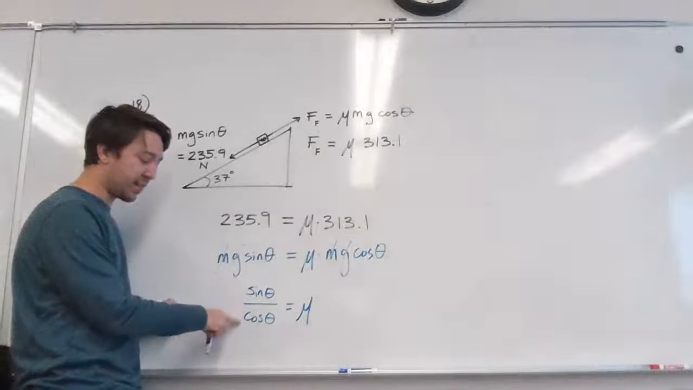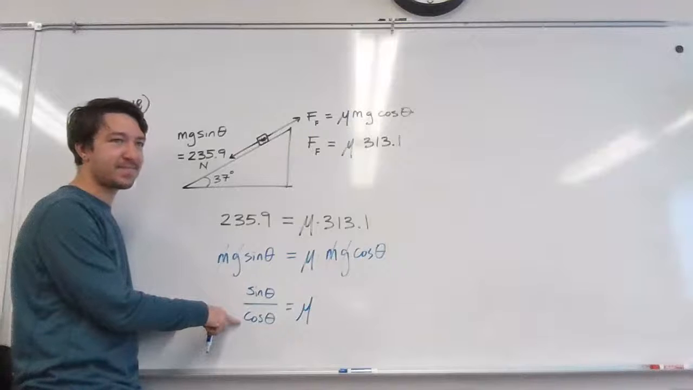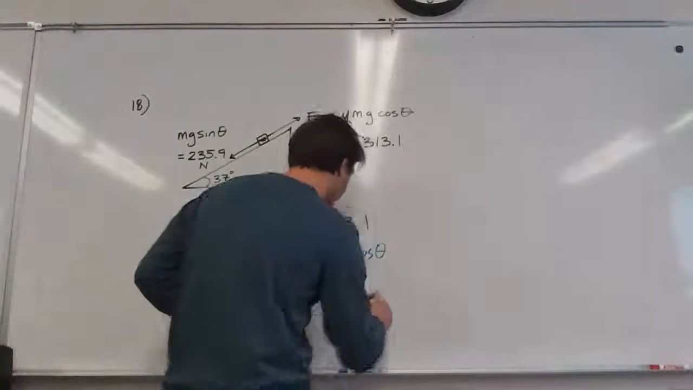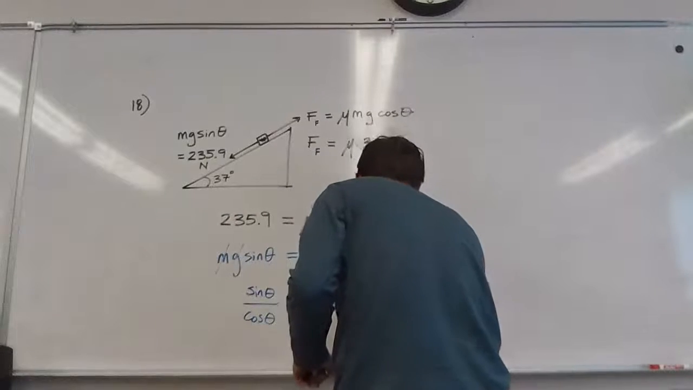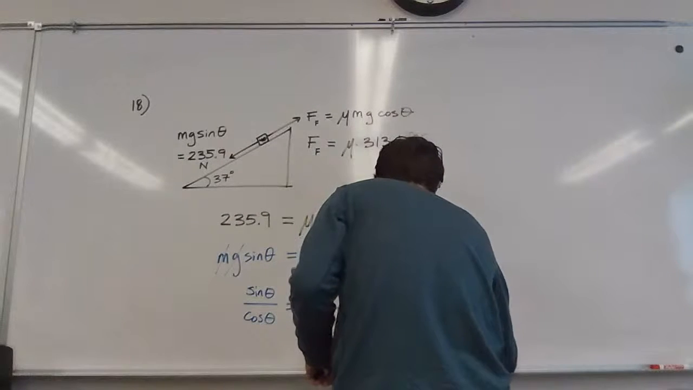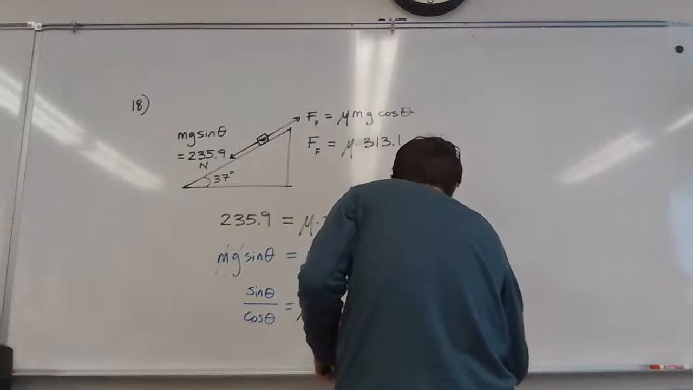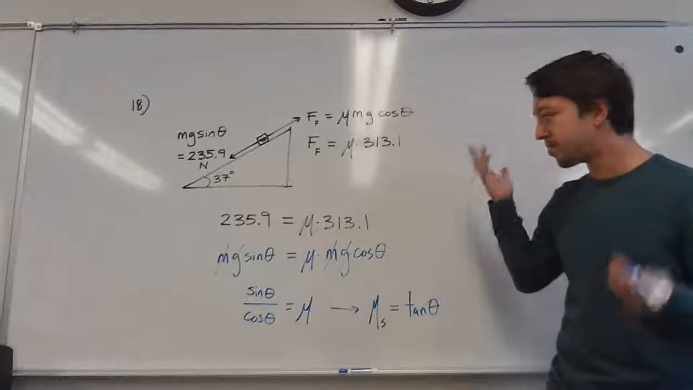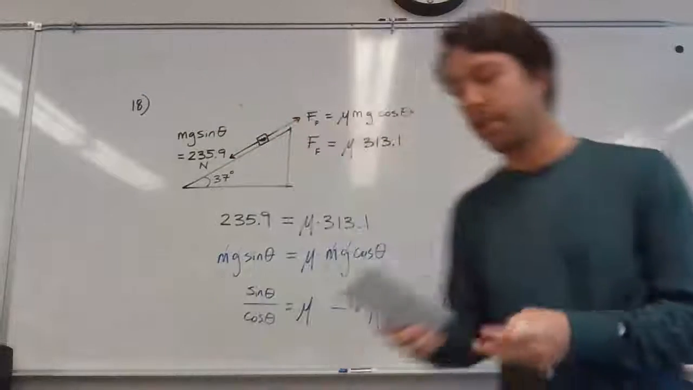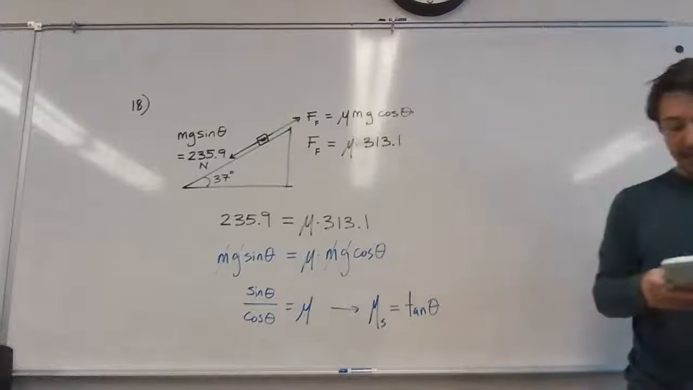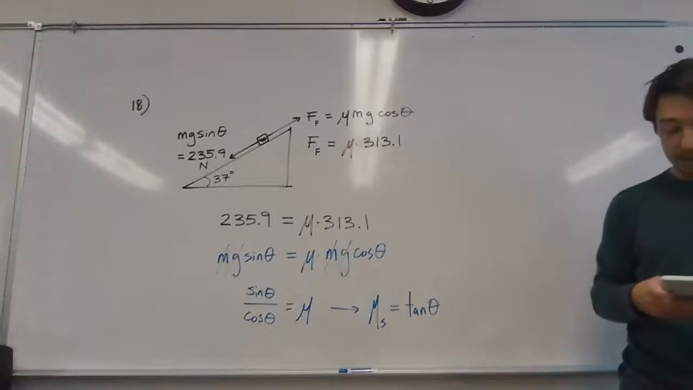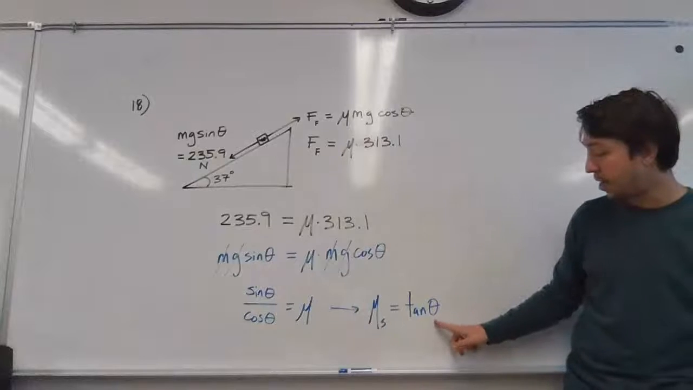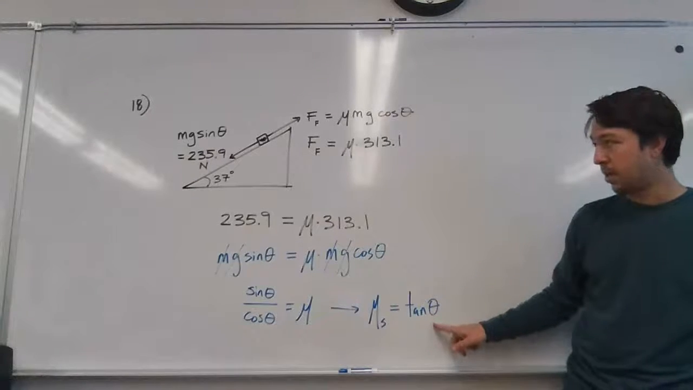Who knows what sine of theta divided by cosine of theta is? You. Tangent of theta. So this actually boils down to a really simple formula, which is that mu static would just be the tangent. And let's confirm that. So you got a decimal for your answer, right? Okay, 0.75 roughly. What's the tangent of 37 degrees? It's about 0.75. So this is a very nice, elegant formula.